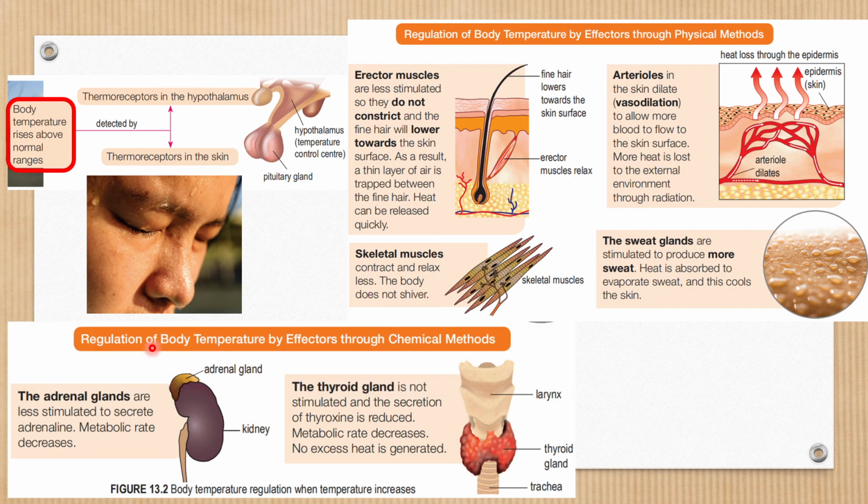Okay, and this is regulation of body temperature by effectors by chemical means, chemical methods. So in other words, the action of hormones. Okay, this is physical methods, the action of the integumentary system. Okay, and you have to be able to explain in it the details, the process that happens. For example, in the skin, in the skeletal muscles, what are the changes or what are the regulations that will have to happen in order to bring this body temperature to the normal level.